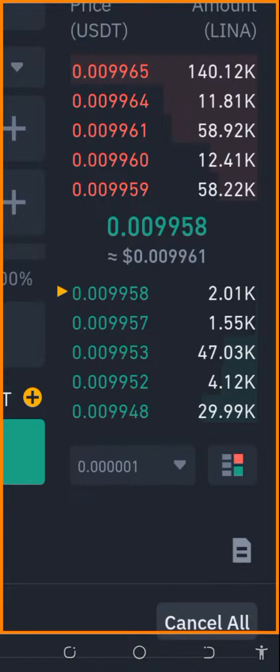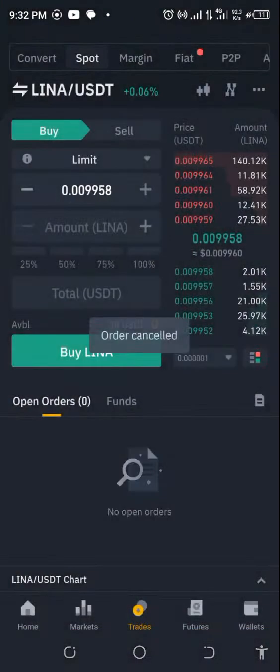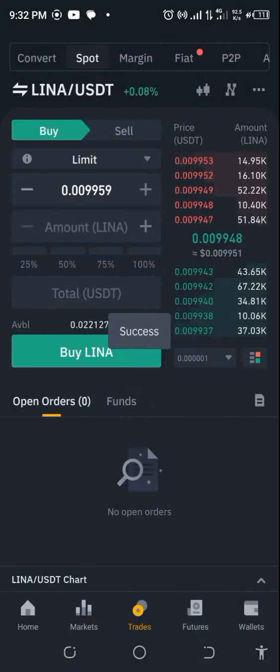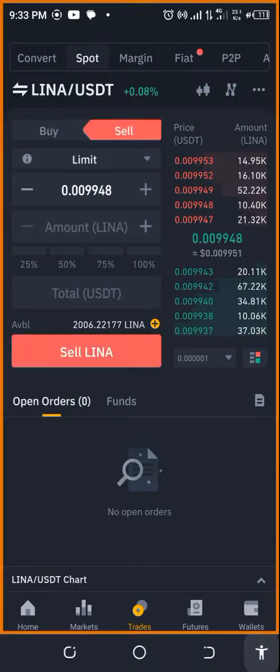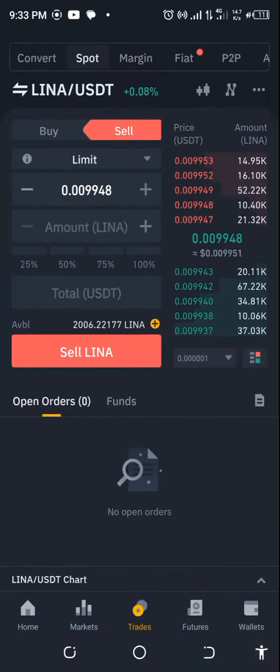Okay, let me try this 9959. Let's try it out one more time. Let's pick up the first red, and then let's go with 100. If I do that, will it go? Let's see. I think it did. Okay, so you can see how to get your orders sold immediately. I picked up the first red and it went. So how many did I get bought? I bought 2006. Don't forget it was 2008, but because of trading fees, it's taking off 2 cents.